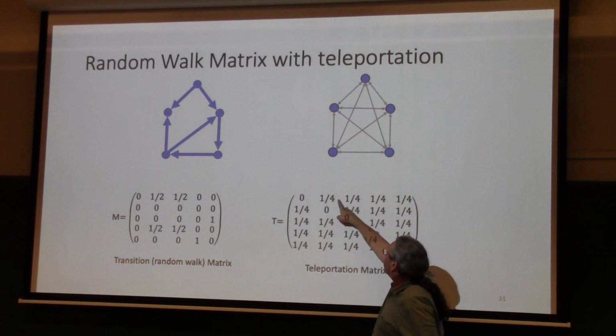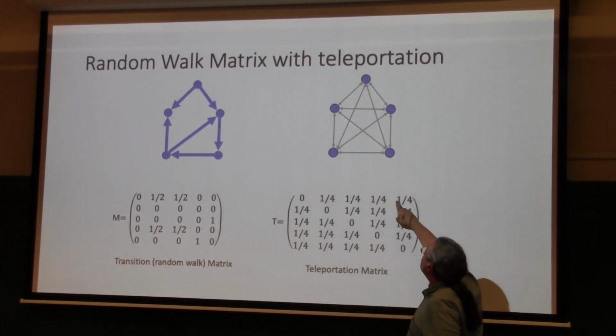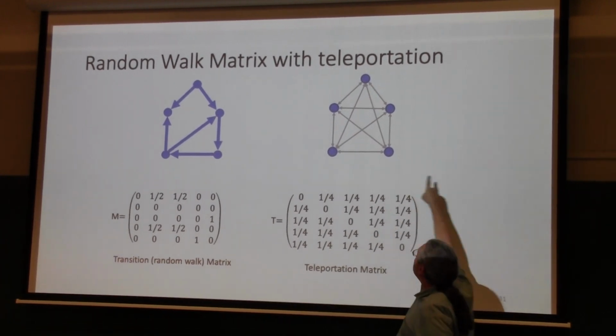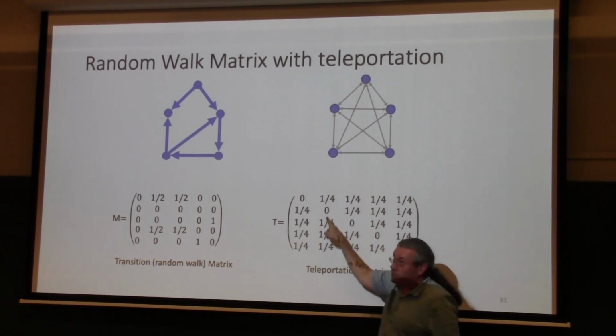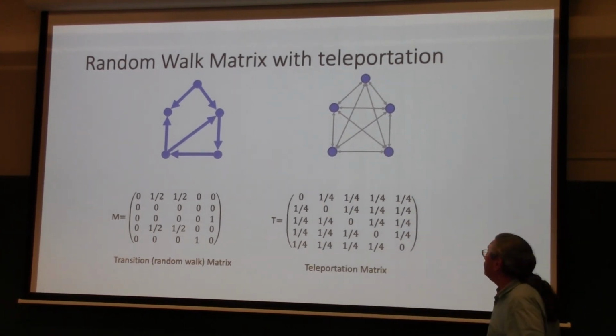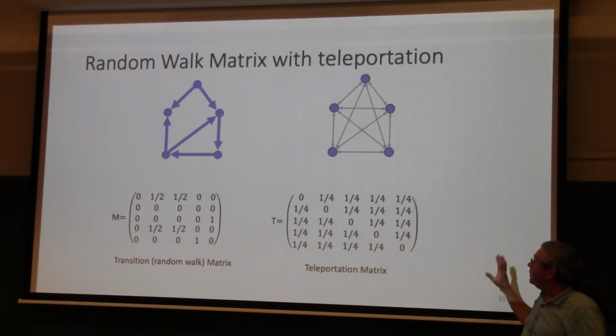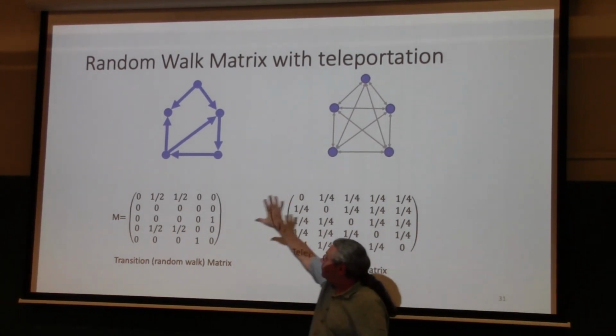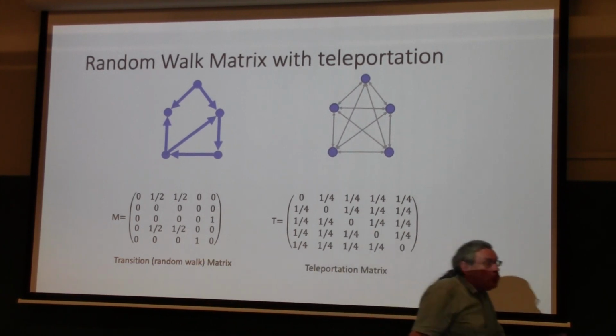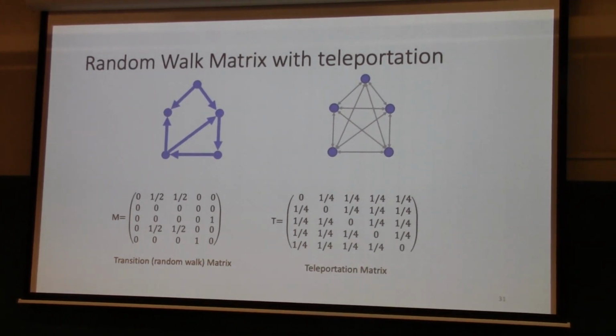Okay, here they're not so small because you only have 5 nodes. But if I have 10 billion nodes, the value of each one of these numbers will be like 1 over 10 billion, okay? So this is what we call the teleportation matrix. So you will combine these two matrices to get a new transition matrix, okay?